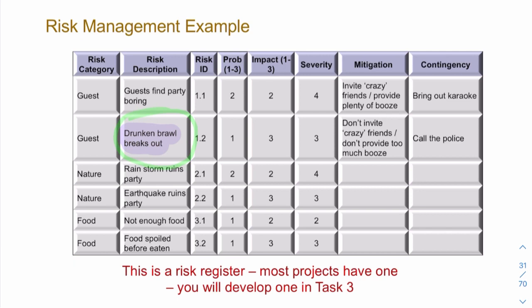But what happens if there is a fight? What are we going to do? Contingency, call the police. So you don't call the police before the fight happens. That's called mitigation. Mitigation is what you do before. Contingency is what you do after. Okay.